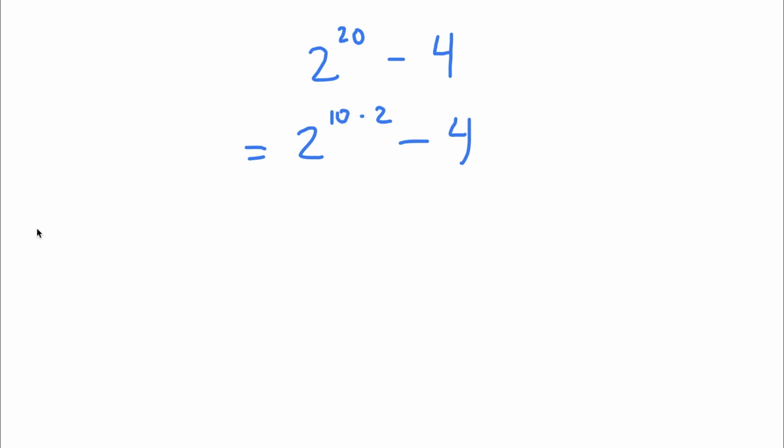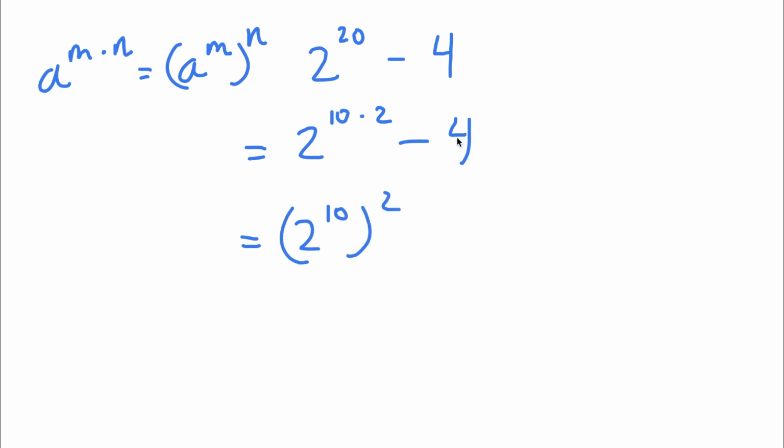Now, if I have something in the form a to the power of m times n, this is the same thing as a to the power of m to the power of n. So 2 to the power of 10 times 2 is going to equal 2 to the power of 10 to the power of 2. Now I have this minus 4. Now 2 to the power of 10 is 1024. So now I have 1024 to the power of 2 minus 4.